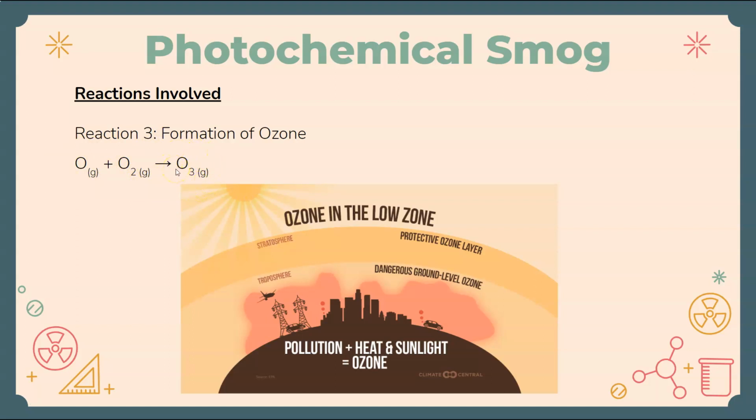Now, we naturally have a protective ozone layer up in the stratosphere. That's the area above our troposphere up here, okay? However, when you have atmospheric ozone forming in the troposphere, that's really dangerous. It locks in pollution and heat, and it's actually extremely dangerous for us to breathe in ozone. So it is important that it doesn't come down lower, that it stays in that protective level.